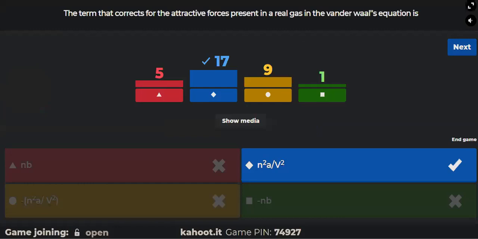Okay. So this is n squared a by V squared now. How come it is negative, right?